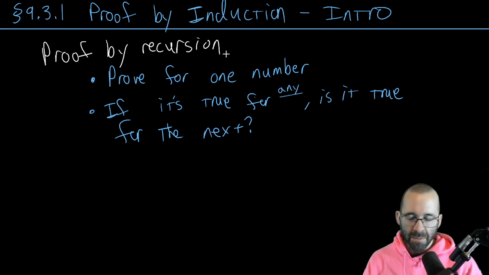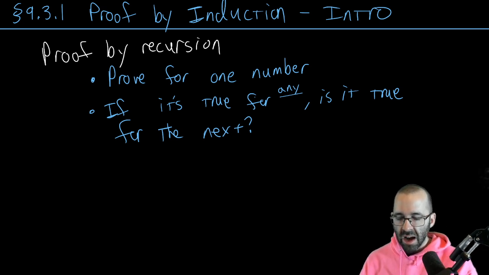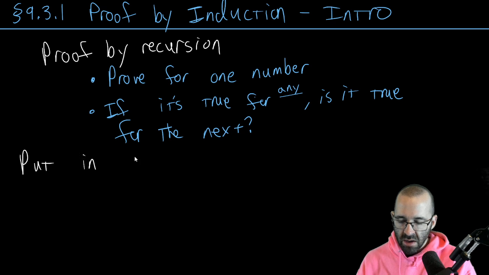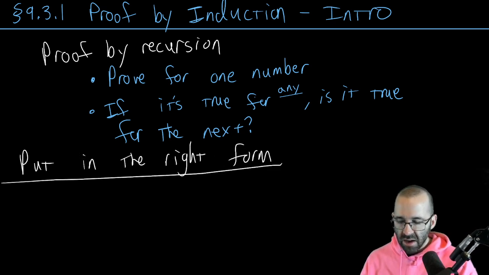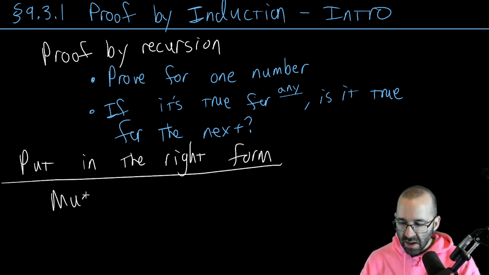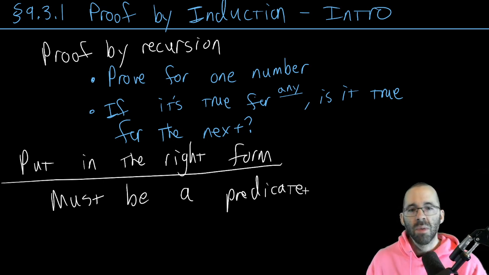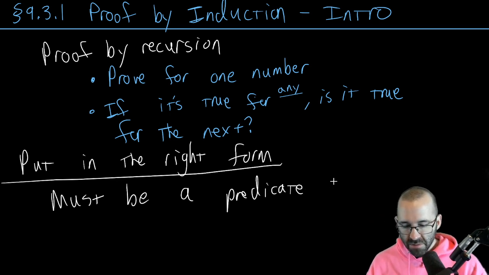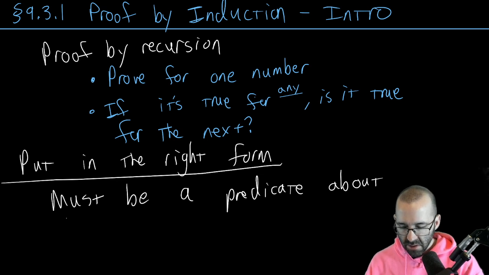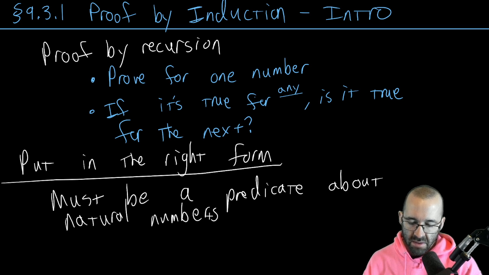Again, this doesn't have to be the same number. We'll get into it more later, but this is kind of the outline. But we're going to start by just practicing how we put things in the right form. All right, what kind of problem can we use mathematical induction on? Here's what we have to do. It must be a predicate. Remember, predicates are just propositions, but they're kind of like functions. A predicate is a proposition about anything inside of it, right? So it must be a predicate about natural numbers.